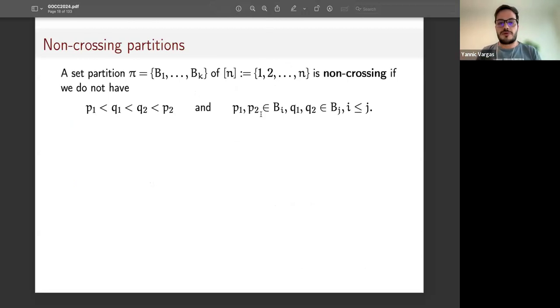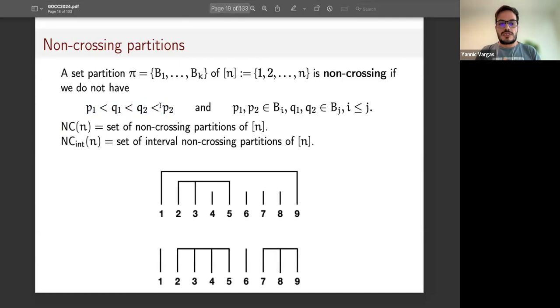So the poset of non-crossing partitions. It's a classical partition of a totally ordered set 1, 2 through n, which satisfies this condition: we do not want to have two blocks, B_i and B_j, such that two elements in B_i, p1 and p2, and two elements in B_j, q1 and q2, are related like that. If we draw a picture of those blocks, that will indicate that we have some crossing between the blocks. I will denote by NC the set of non-crossing partitions. So here's a very simple non-crossing partition.